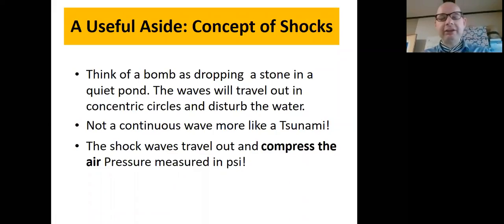Think of a bomb as dropping a stone in a quiet pond. The waves will travel out in concentric circles and disturb the water. Of course, the difference is it's not like a continuous wave, one wave after another. It's more like a tsunami, one big wave which comes in and does a lot of damage. The shock waves travel out and compress the air. As you can imagine, it has all this energy and compresses the air. The effect of that compression is measured in PSI, or pounds per square inch.